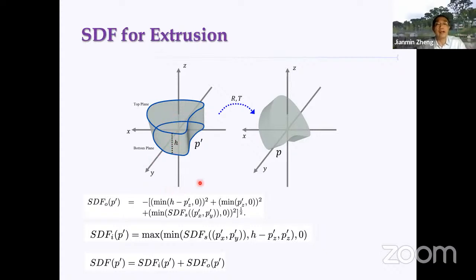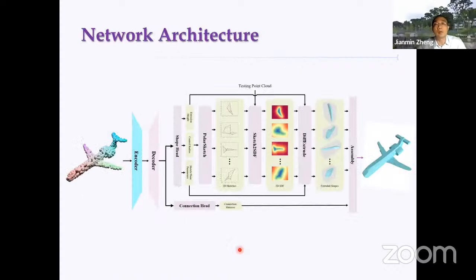So we formulate this in three functions. Eventually, we have explicit representations using minimum and maximum functions. But eventually, the minimum and maximum functions can be replaced by a relaxed version, so this can simplify our learning process. So we have a similar network architecture. We input a point cloud, then encode it into the latent vector. Then we decode into the shape head and also into the connection head. During the learning process, we can learn the extrusion parameters, the intrinsic parameters, which are the rational Bezier definition, and also extrinsic parameters like rotation and translation.